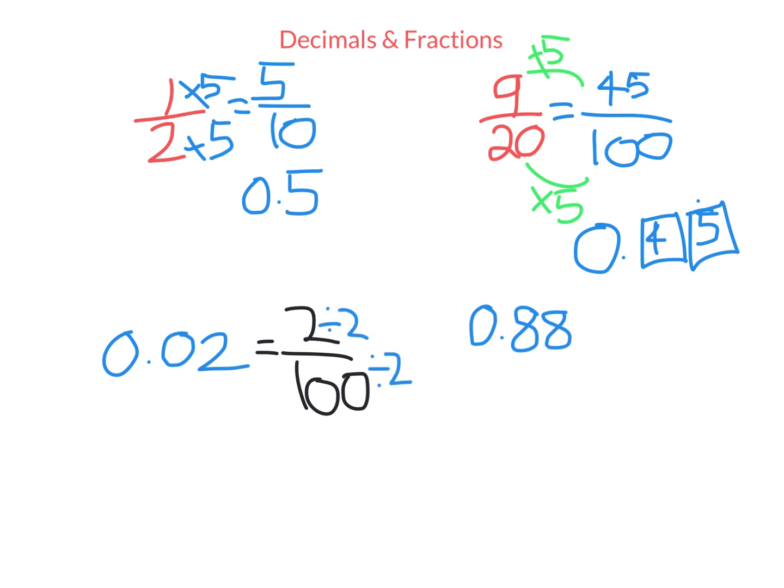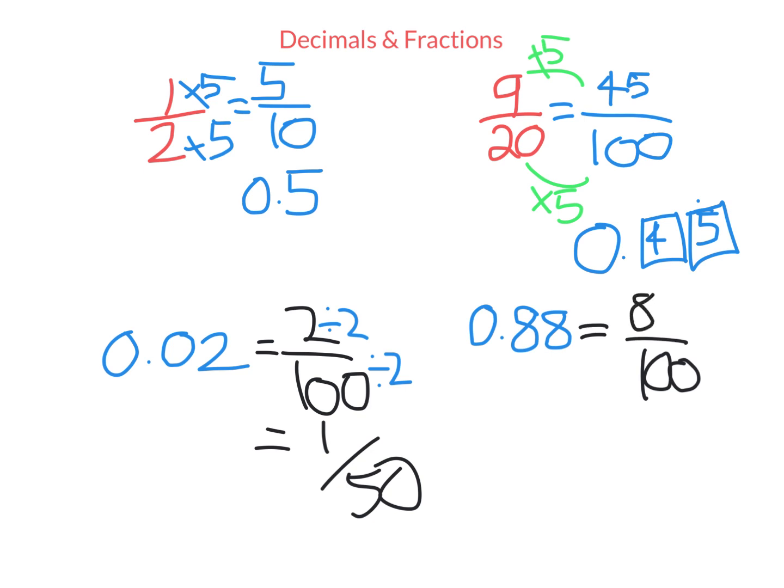So 2 divided by 2 is 1, 100 divided by 2 is 50. We're going to do the same thing over here. 0.88. Because the last digit is in the hundredths column, I put 100 on the bottom of the fraction. On top, I write the number without the decimal point. So 0.88 is 88 over 100.